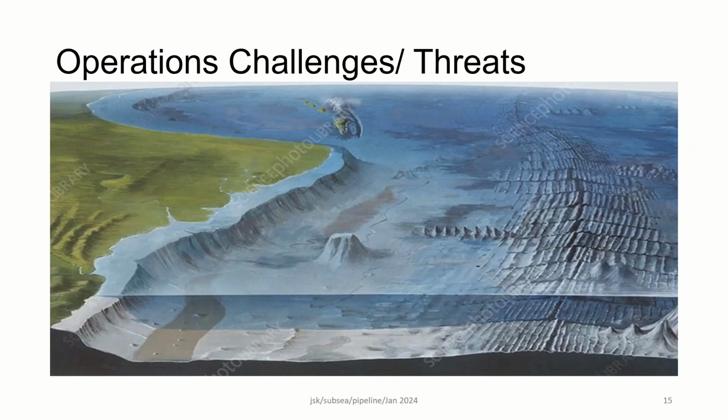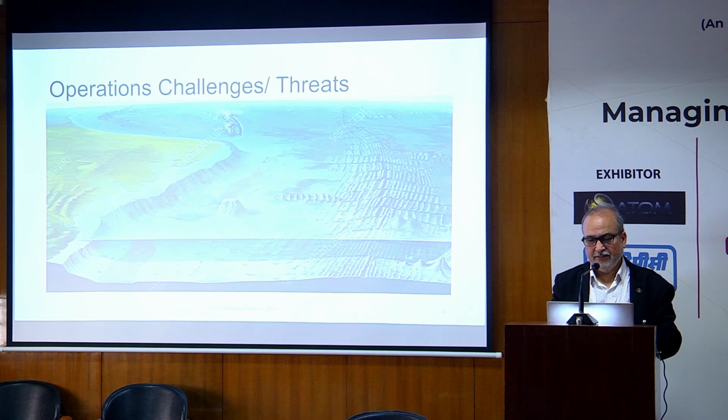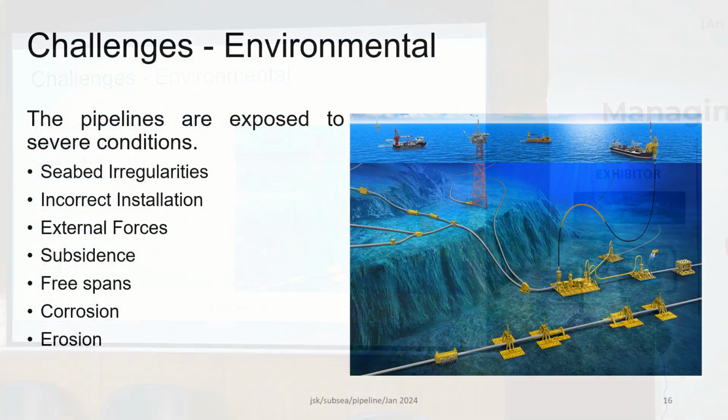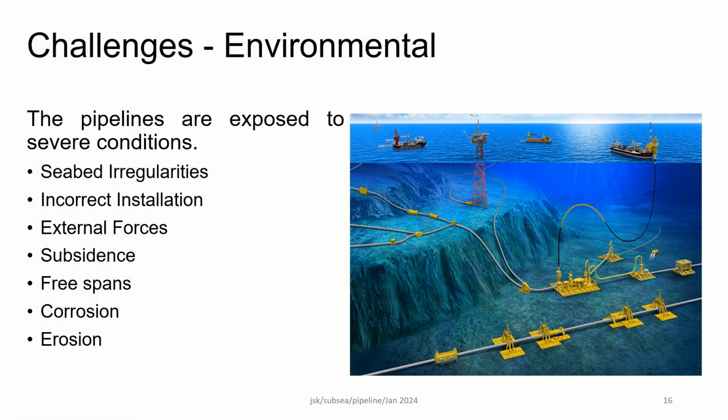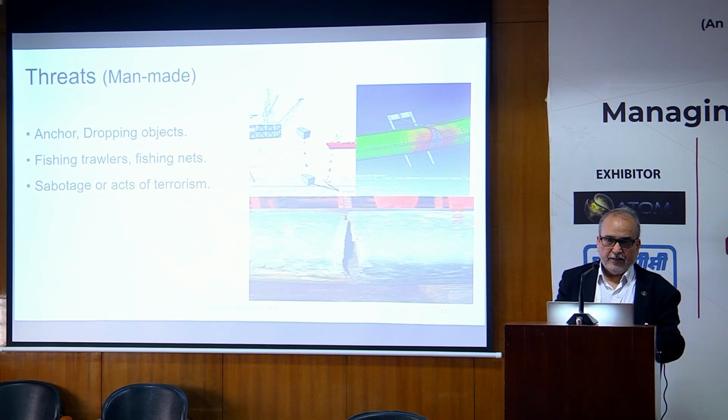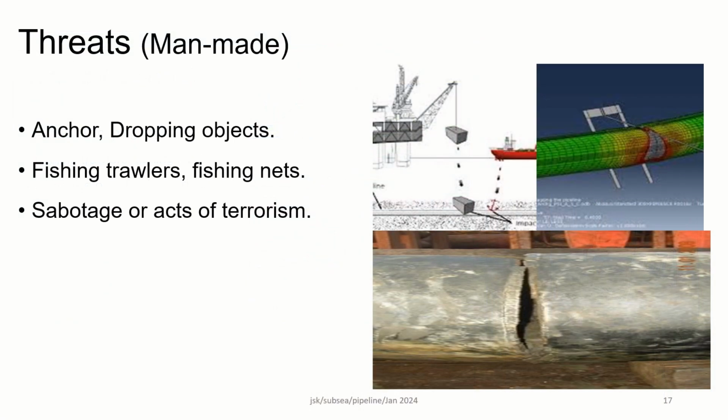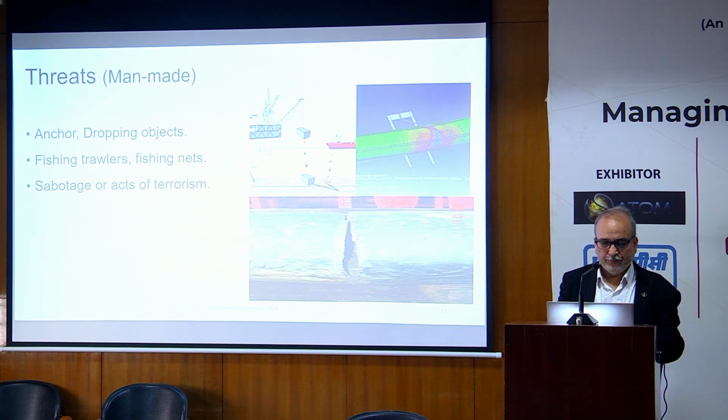These are pictorials wherein we can see the subsea terrains through which the pipelines are moving. The pipelines are exposed to seabed irregularities, incorrect installation procedures, external forces, subsidence, free spans, corrosion, and erosion. Then there are different types of threats which the pipelines face. They could be man-made as well as natural. Man-made threats include anchor handling, anchors of other vessels that could damage the pipelines, fishing trawlers, fishing nets, and even sabotage.